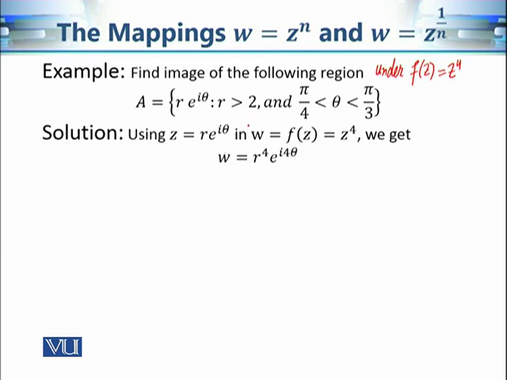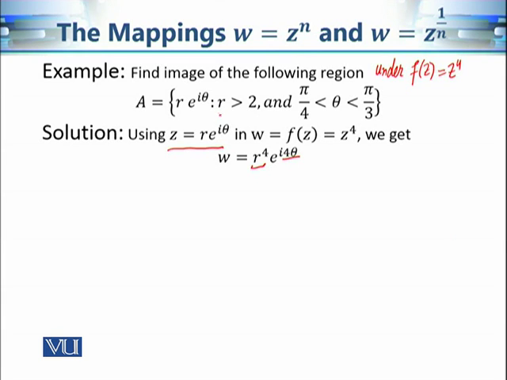Now if we want to calculate that, once again we are going to use the exponential form, and when we apply this mapping it becomes r raised to power 4 e raised to power i 4 theta. Now if we want to know the image of A under this map f, we want to know what will happen with the modulus and the argument of a complex number. We can observe that the modulus will be raised to the power 4 and the argument will be multiplied by a factor of 4. So what will be the effect?